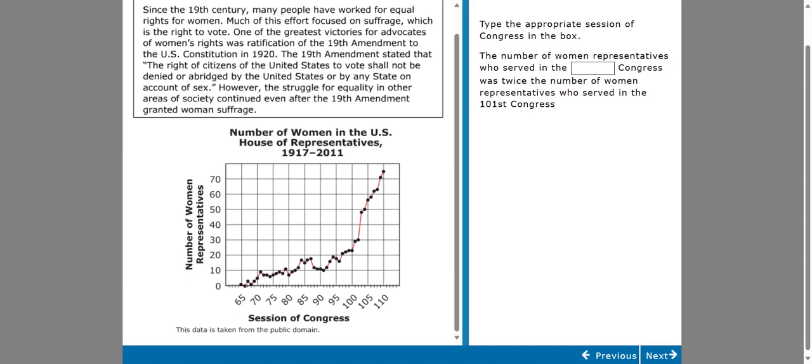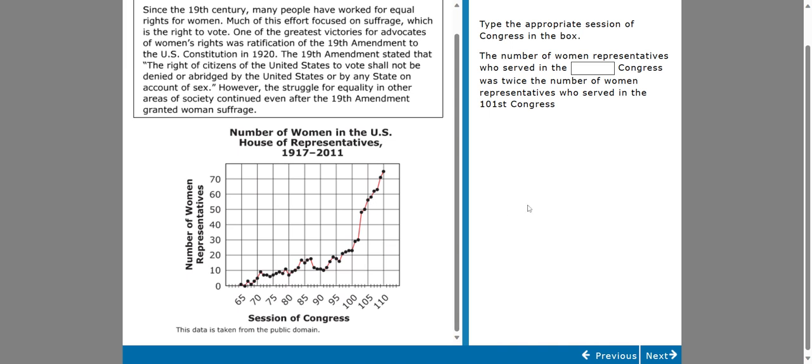Because notice how this is under 30. And so for me, it's not going to be over here because that's over 70, nor is it going to be over here above 60. It's really going to be just below 60 to really serve as our number. And then we have to go down here and figure out which Congress it is.